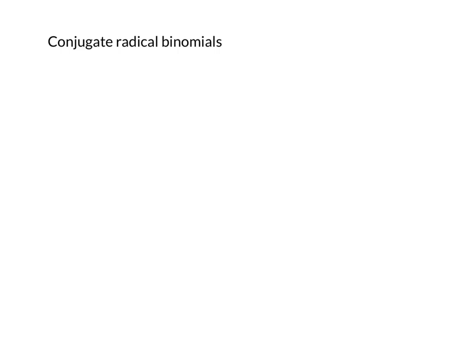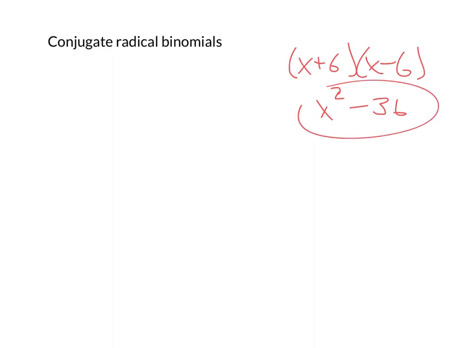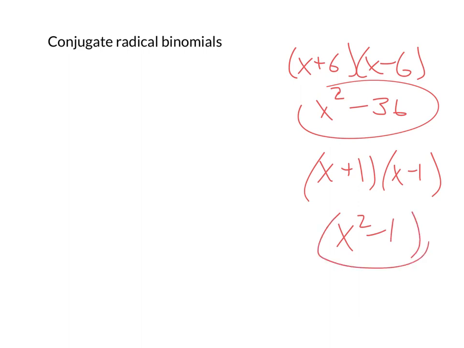So, conjugate radical binomials. You have to remember what conjugate binomials were. Conjugate binomials are like x plus 6 and x minus 6. And if you remember correctly, if you multiply those, you'll get x squared minus 36, right? Another example might be x plus 1 and x minus 1. That'll give you x squared minus 1. So those are conjugate binomials.